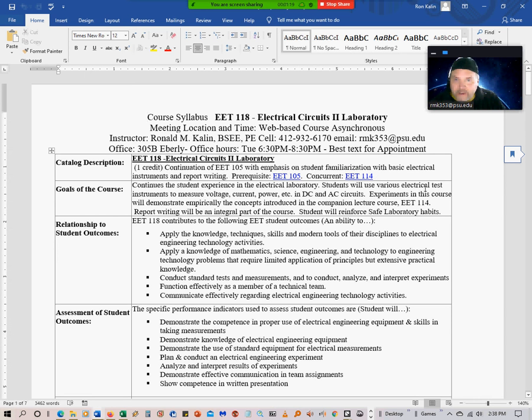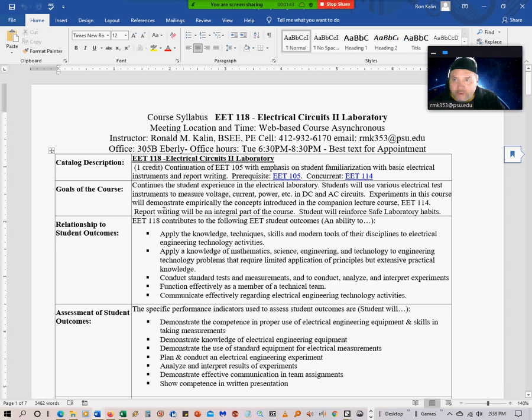Students will use various electrical test instruments to measure voltage, current, and power in DC and AC circuits. Experiments in this course will demonstrate empirically the concepts introduced in the companion lecture course, EET 114. Report writing will be an integral part of the course. Students will reinforce safe laboratory habits.